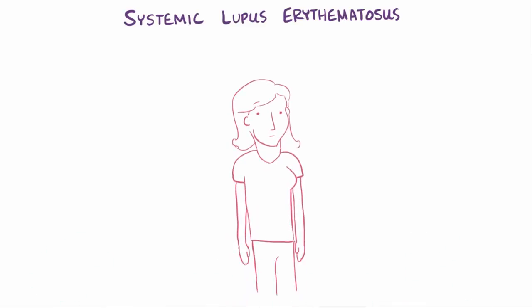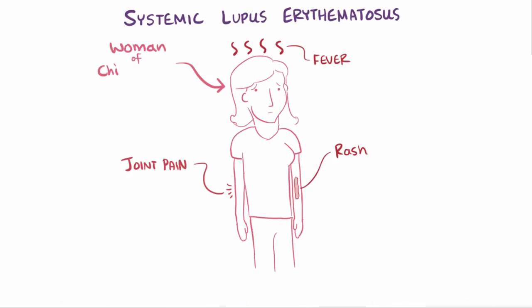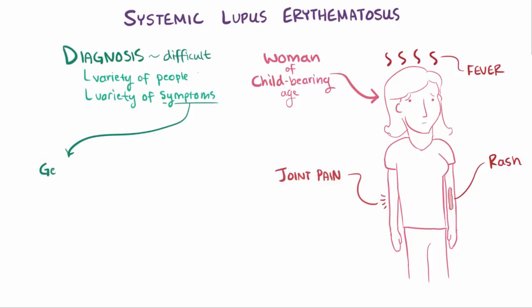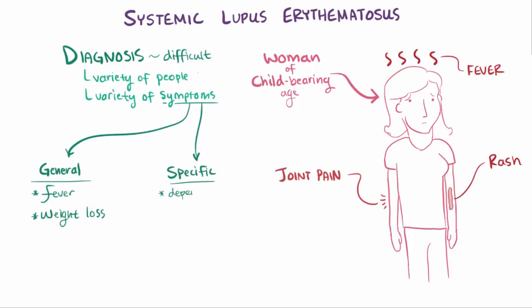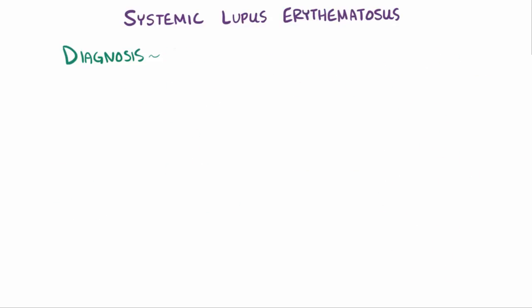So the classic presentation of lupus is fever, joint pain, and a rash in a woman of childbearing age. But the actual diagnosis is difficult because it can affect a variety of people of different genders and ages, and there are also a wide variety of symptoms. There are general symptoms like fever and weight loss, as well as specific symptoms depending on the specific organ system being affected and damaged. In fact, it's so unpredictable that a diagnosis is given only when 4 or more of 11 diagnostic criteria are met.